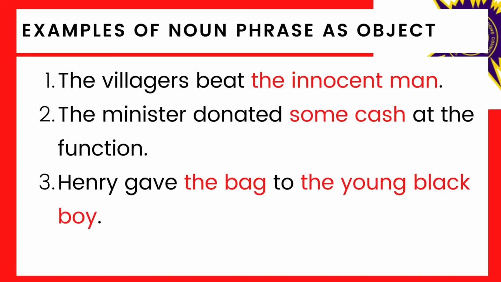But is it an indirect object or a direct object? We can simply test for that by asking who in relation to the sentence. For instance, the villagers beat who? And our answer will be the innocent man. Since the innocent man answers the question who in this case, we can clearly and simply conclude the noun phrase the innocent man is the direct object of the verb beat.